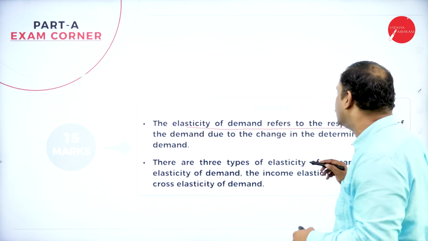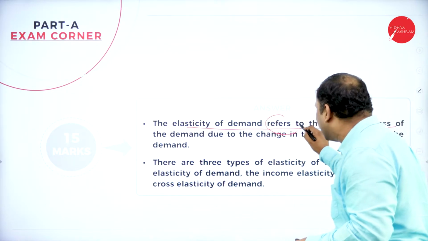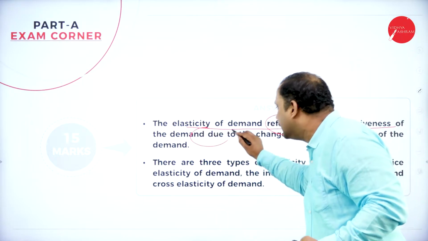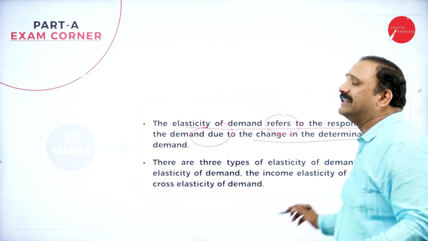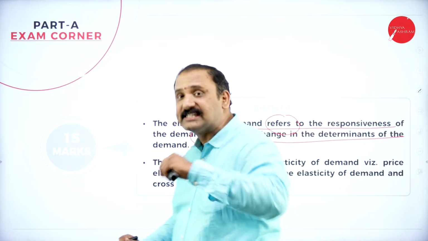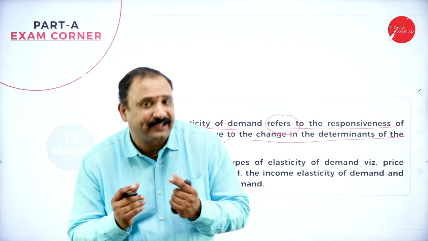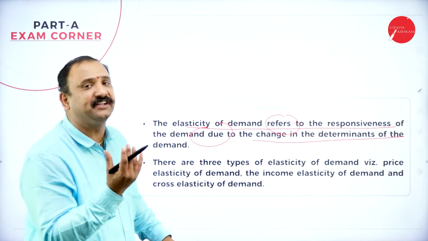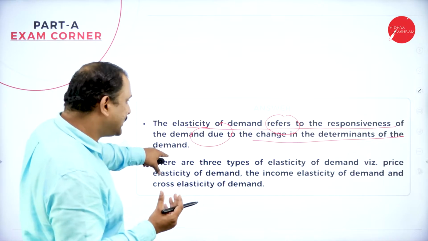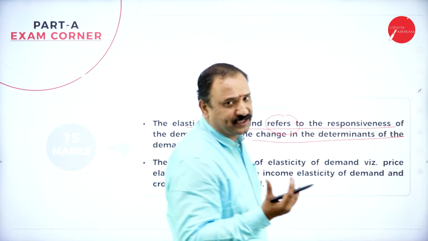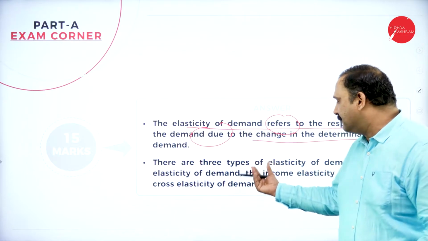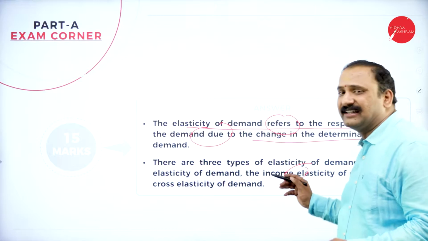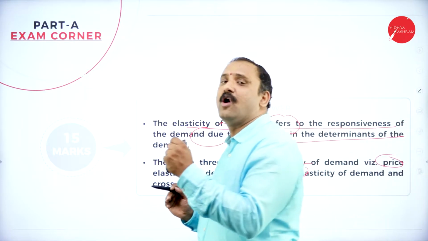Elasticity of demand refers to the responsiveness of the demand due to change in the determinants of demand. So why is that change coming in? For what factor is the change coming in? Because of the responsiveness due to change in the determinants of demand. So what are the changes that can come into picture? One is price, the other one is income factor.